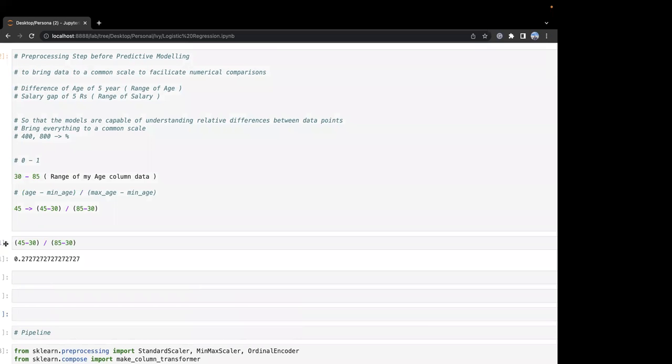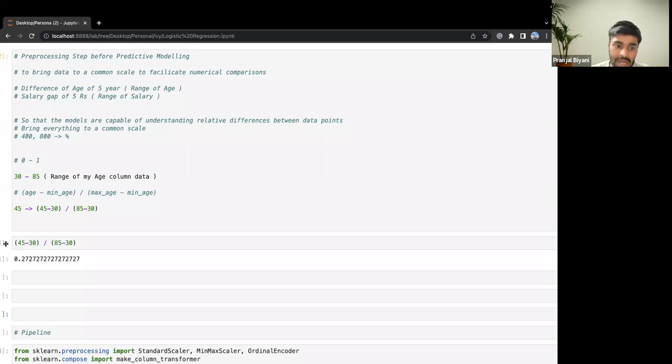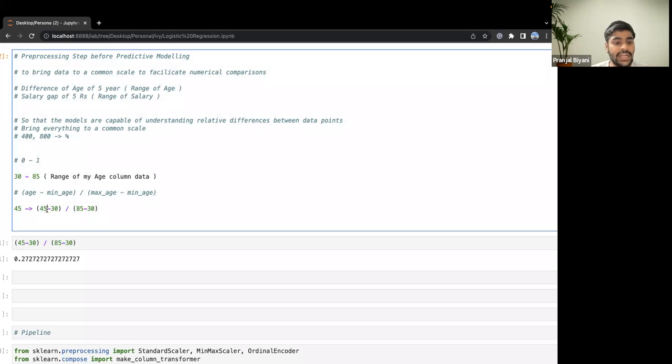Because that is the range. Yeah, because what is the maximum value of age? 85. If I put 85 here, 85 minus 30 divided by 85 minus 30 will give me 1. What is the minimum value of age? 30. 30 minus 30 is 0. So I will get minimum value 0. The possible value is now 0 to 1.